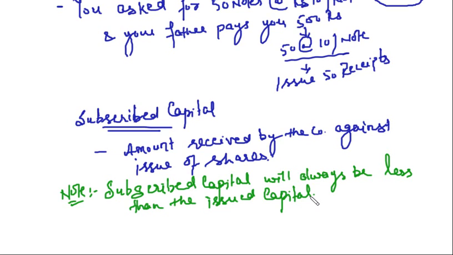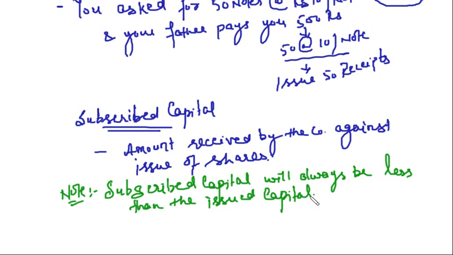Your requirement is 500. You are asking your father that instead of giving me 1000 rupees, give me 500 rupees. Will your father give you more than your requirement? Never. He will say, my child is so good, I am ready to give 1000, but he is asking for 500, so I will give 500 only. I will not give 600 or 700 or 1000. So your father is smart enough to understand your policy, and he will not give you more than what you have demanded. Clear? So subscribed capital will always be less than the issued capital.